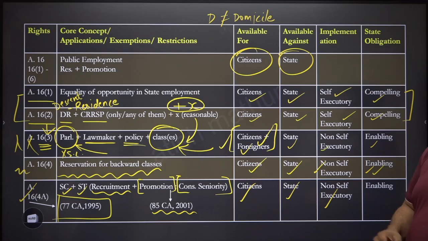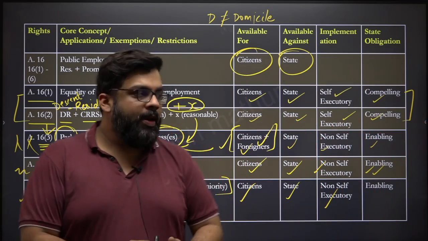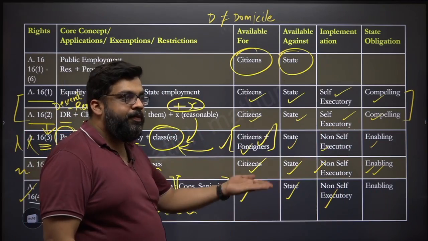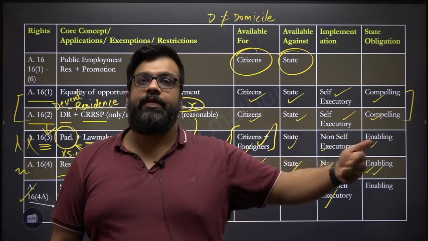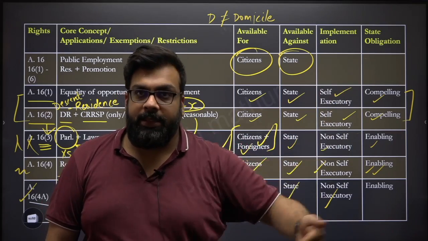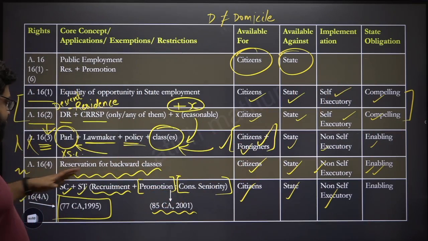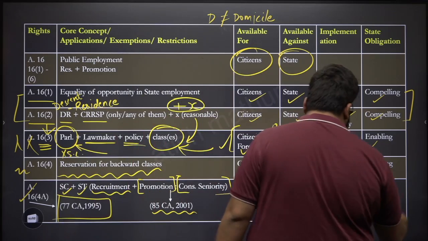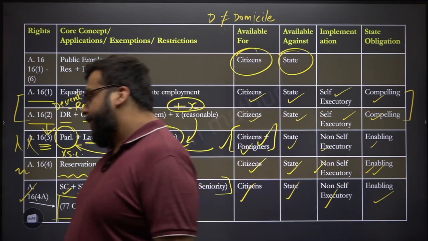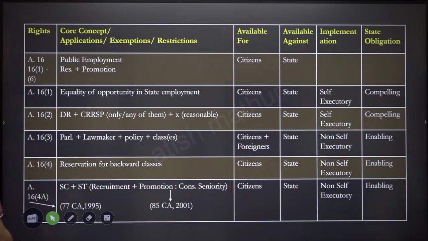It is non-self-executory, which means you will use Article 16(4)(a), and on the basis of this, several recruitments that happen across the country will have employment rules, employment orders, employment notifications on the basis of reservation, which is provided under Article 16 Clause 4, and therefore it is also enabling in nature, right? This is more than enough. Now we look at 16(4)(b).